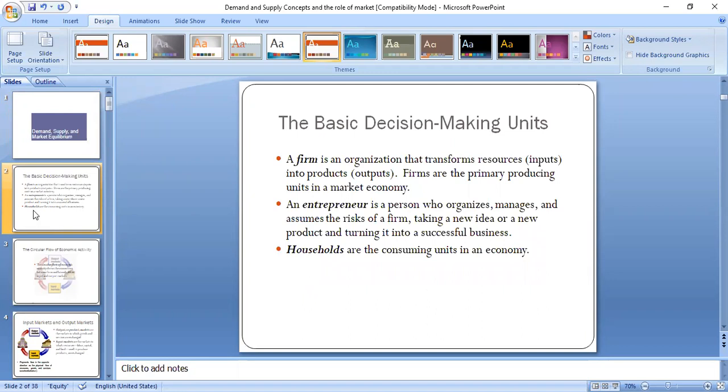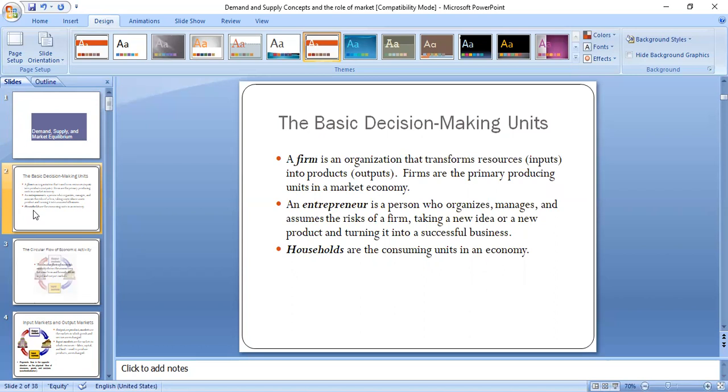So let us look at the basic decision-making units. We have a farm. And when we talk about a farm, we are basically talking about an organization, right? We are talking about a business entity that is able to transform resources, which are inputs, into the production process, into output or the final product, right?